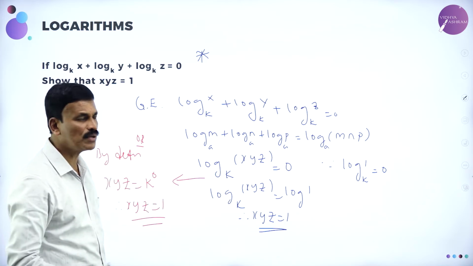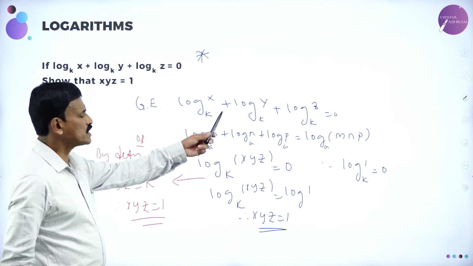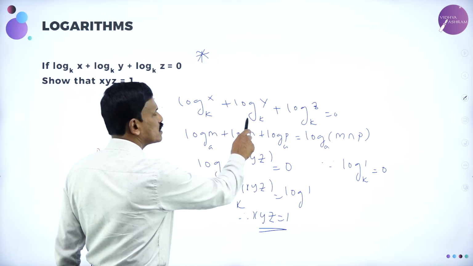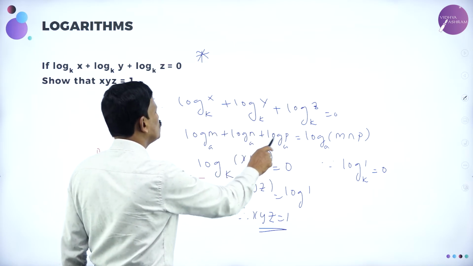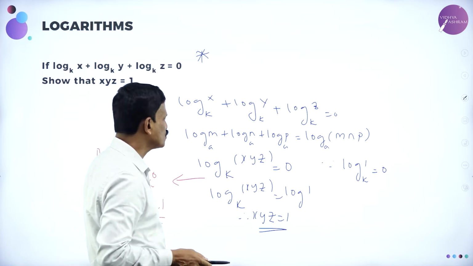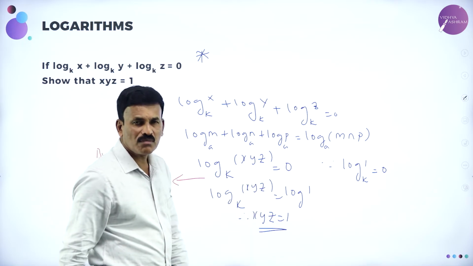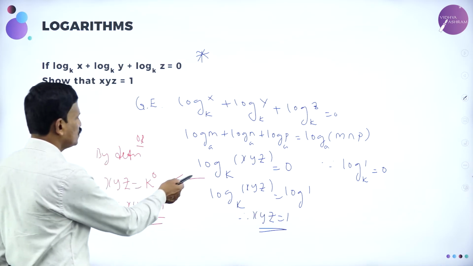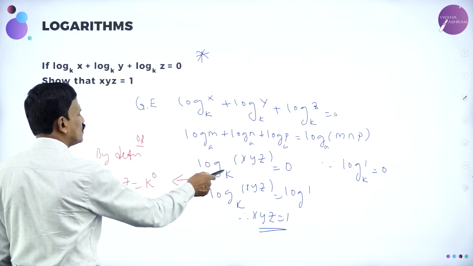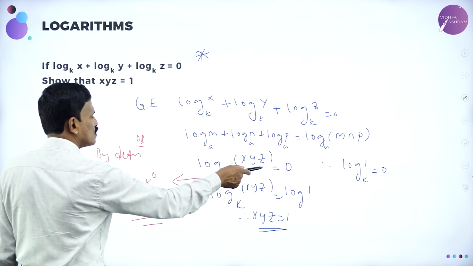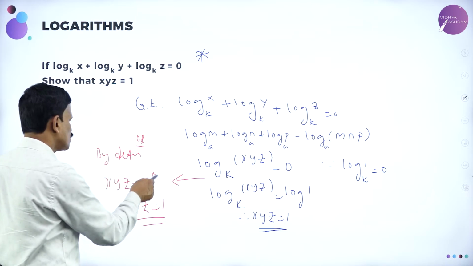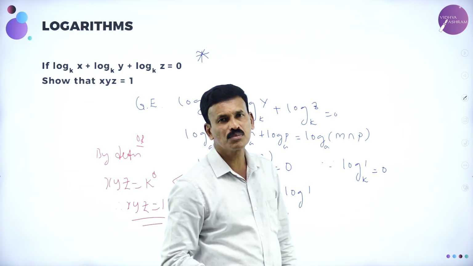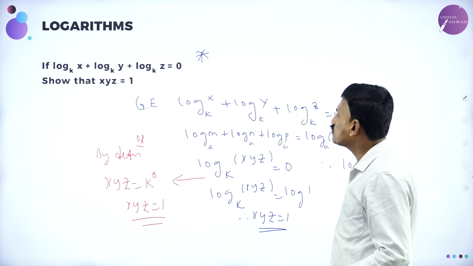So this is the simple problem. See here, log x to base k plus log y to base k plus log z to base k is equal to 0, which implies this is of the form log m plus log n plus log p, that is log of m into n into p, so x into y into z to base k is equal to 0. 0 can also be written as logarithm of 1. So log and log get cancelled, xyz is equal to 1. Or at this point we can also write, by definition of logarithm, xyz to base k is equal to 0 implies k power 0 is equal to xyz. What is k power 0? k power 0 is nothing but 1. That's it. This is how we are going to solve this problem. Hope you followed. Okay. Let us come to the next problem.